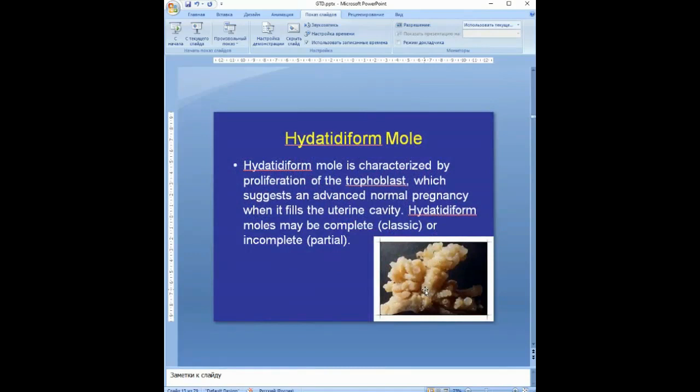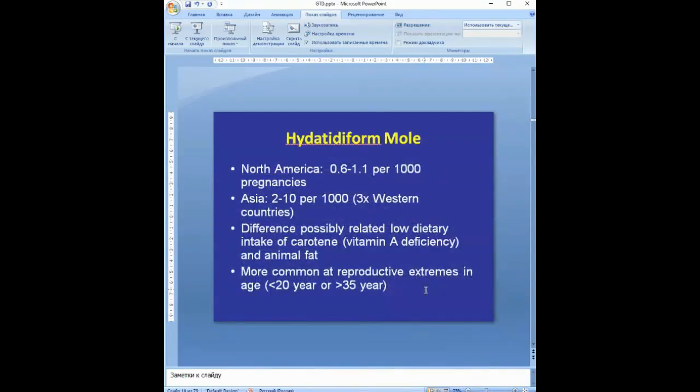Hydatidiform mole. Hydatidiform mole is characterized by proliferation of the trophoblast, which suggests an advanced normal pregnancy when it fills the uterine cavity. Hydatidiform moles may be complete, classic, or incomplete, partial. In this picture, you see the incidence of hydatidiform mole in different regions of the world, different in North America and Asia. The difference is possibly, I'm repeating, related to lower dietary intake of carotene, vitamin A deficiency, and animal fat. More common at reproductive extremes in age: less than 20 years or more than 35 years.